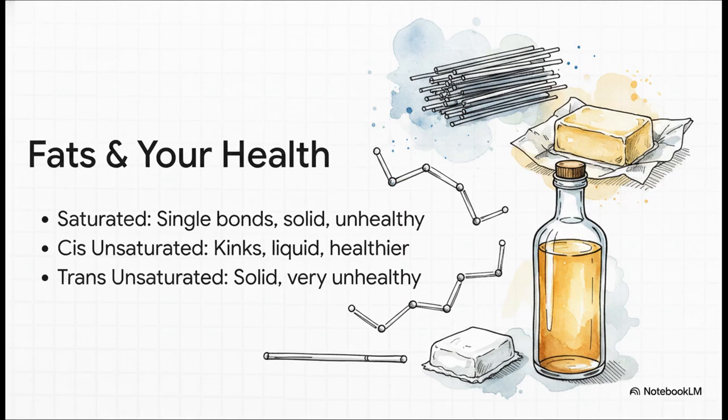Cis unsaturated fats, however, have double bonds, and those double bonds create a literal kink or bend in the tail. Because of that kink, they can't pack tightly together, so they stay liquid at room temperature, like olive oil. These are much kinder to your heart, but you definitely want to watch out for trans unsaturated fats. These are artificially manipulated to remove those kinks, making them solid again and highly, highly unhealthy.